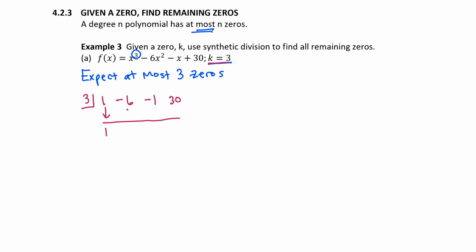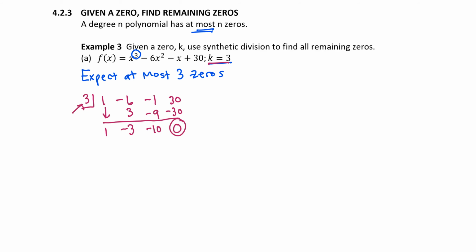3 times 1 is 3, and negative 6 plus 3 is negative 3. 3 times negative 3 is negative 9, and negative 1 plus negative 9 is negative 10. 3 times negative 10 is negative 30, and notice we do obtain the 0 result. This, therefore, confirms that k equals 3 is a 0. So 3 is a 0, and we know x minus 3 would be the corresponding factor.